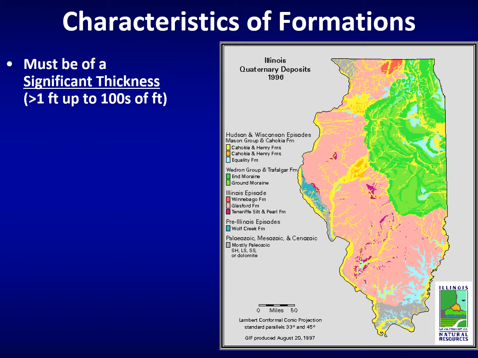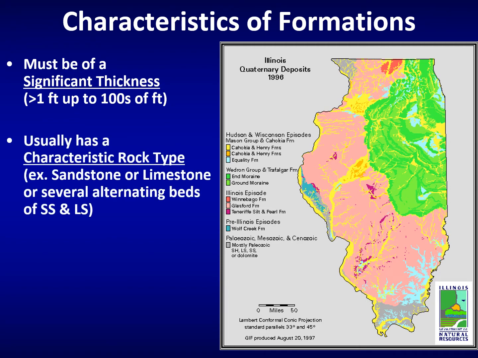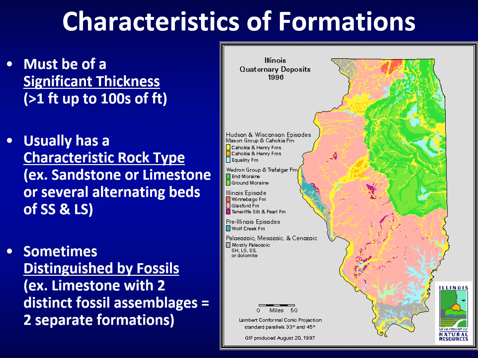Other characteristics of formations: they have to have a significant thickness. They have to be greater than a foot, up to hundreds of feet in thickness. They usually have a characteristic rock type that the whole formation maintains, maybe alternating beds of sandstone and limestone, or just all sandstone or all limestone. And they sometimes have distinguishable fossils that are particular to that formation. Fossils also help inform us on whether or not we should call a set of rock layers a formation.